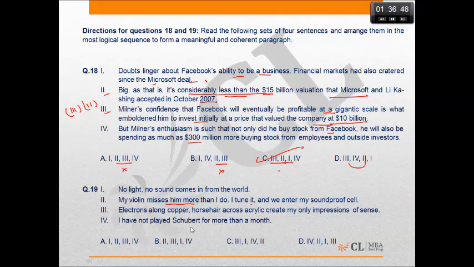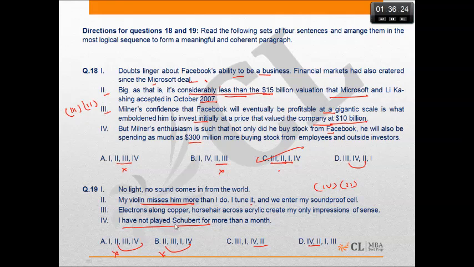I have not played Schubert for more than a month. My violin misses him more than I do. Okay, so these two seem to be connected. So 4, 2. It is 4 and 2. Incorrect, again incorrect. 4, 2 is here, so the answer should be either C or D.